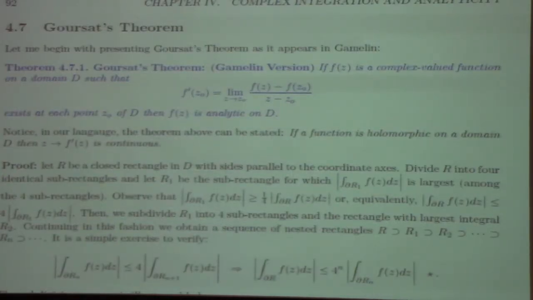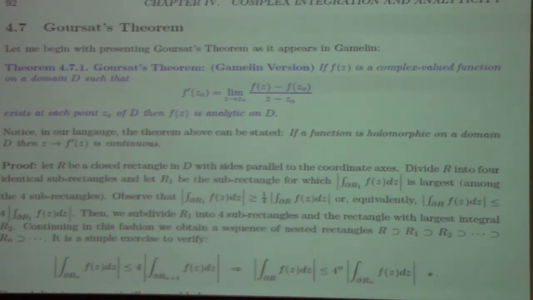Goursat's theorem. Here's what Goursat's theorem says. It says if f of z is a complex valued function on a domain D such that f prime of z naught exists at each point of D, then f of z is analytic on D. Now this is Gamelin's version. When he defines analytic, he throws in the continuity of the complex derivative, right? So here's how I would state theorem 4.7.1, which I don't think is even numbered in Gamelin. I've added the numbering, right? In our language, the theorem can be stated: if a function is holomorphic on a domain, then the derivative map is continuous. The assignment of z to f prime of z is continuous.